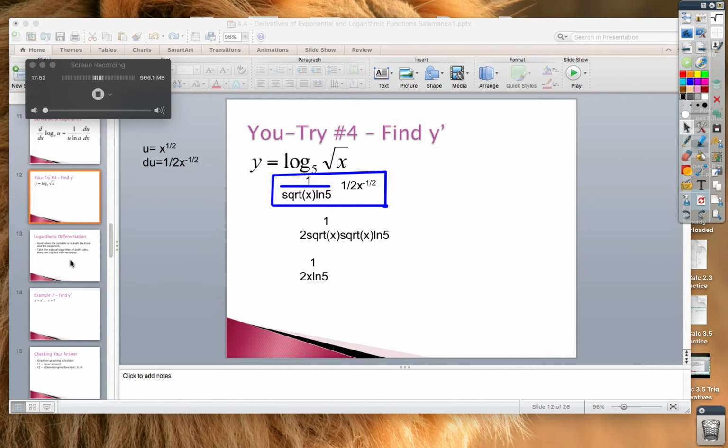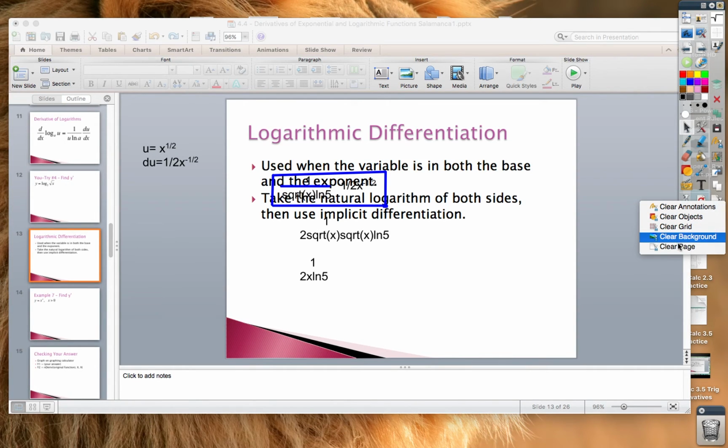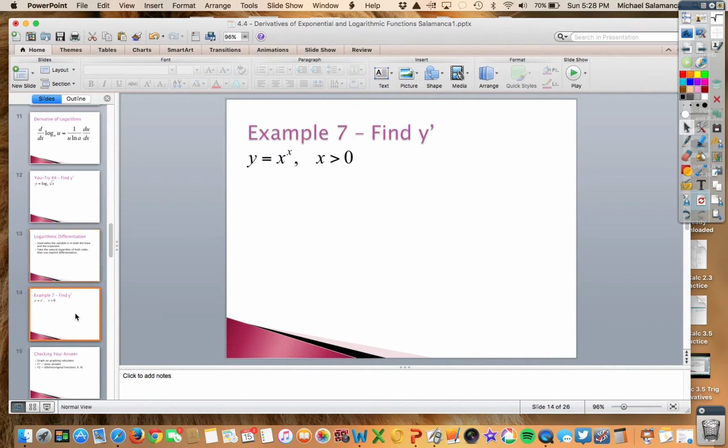So the next thing I would like for us to talk about really quick is logarithmic differentiation. Now, sometimes it's going to be really difficult, but logarithmic differentiation is used when the variable is in both the base and the exponent. When that happens, we take the natural log of both sides and then use implicit differentiation. So we'll show you in this particular case.